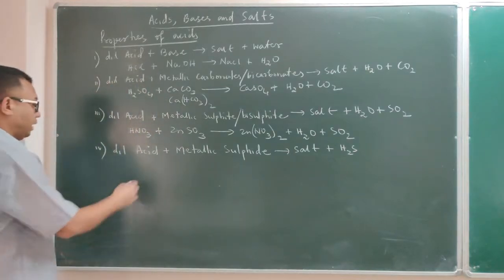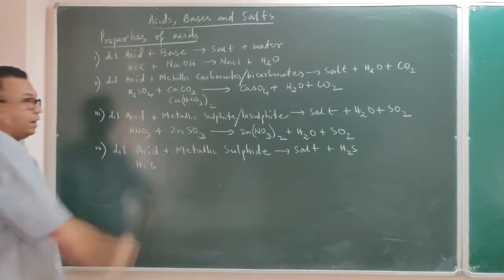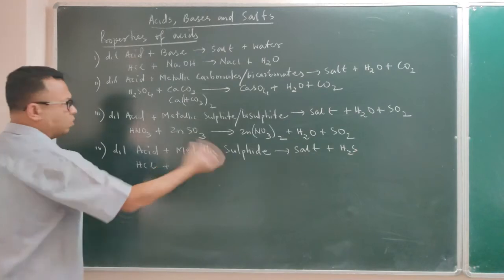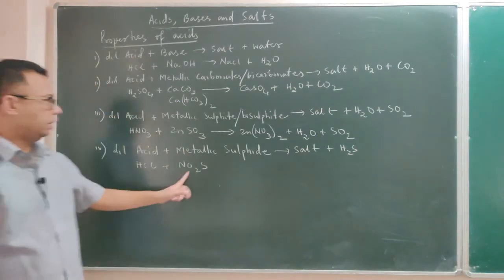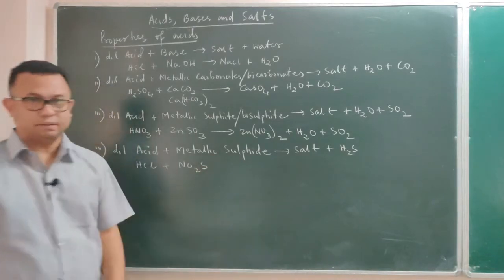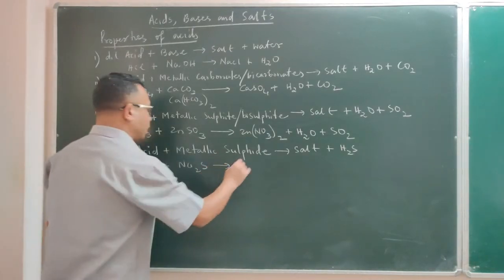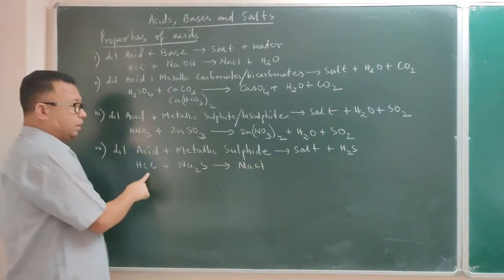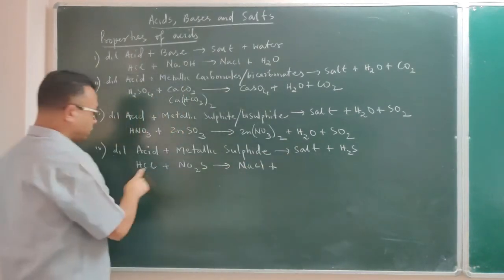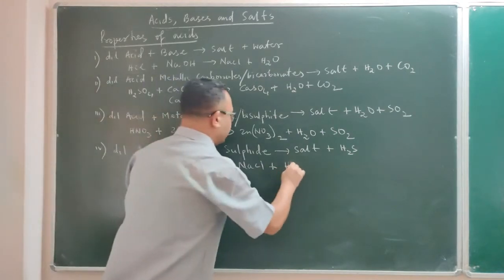Alright, now let me take one acid again. Yeah, let me take hydrochloric acid. And let me take one sulfide. Let me take sodium sulfide. Sodium sulfide, sulfide symbol S. This is going to give you a salt, NaCl. You can see sodium is going and joining with that to give you NaCl, and plus this hydrogen is coming to join with sulfide to give you H2S.